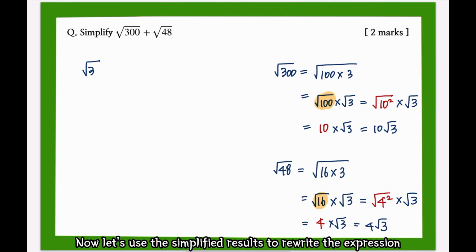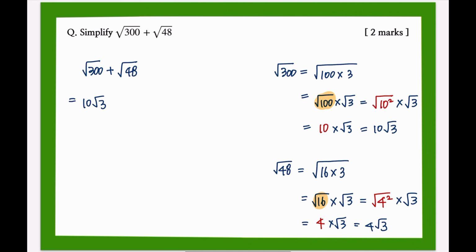Now let's use the simplified results to rewrite the expression. So root 300 can be written as 10 root 3, and root 48 can be written as 4 root 3.